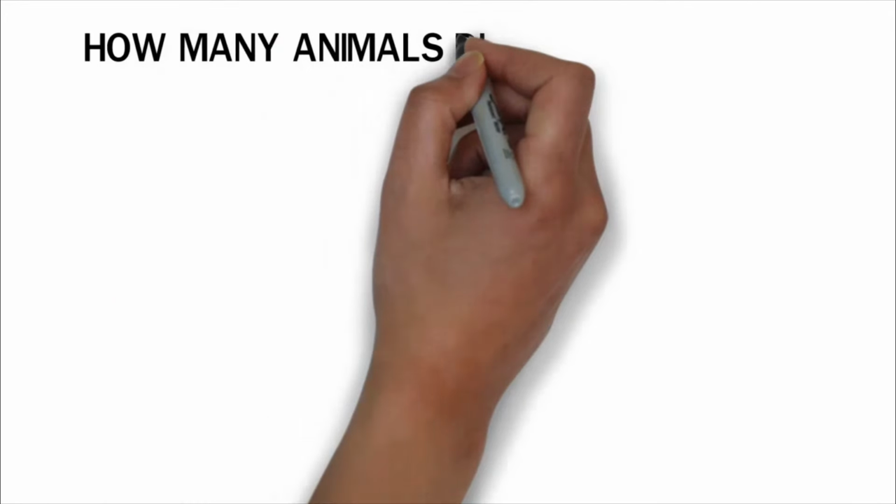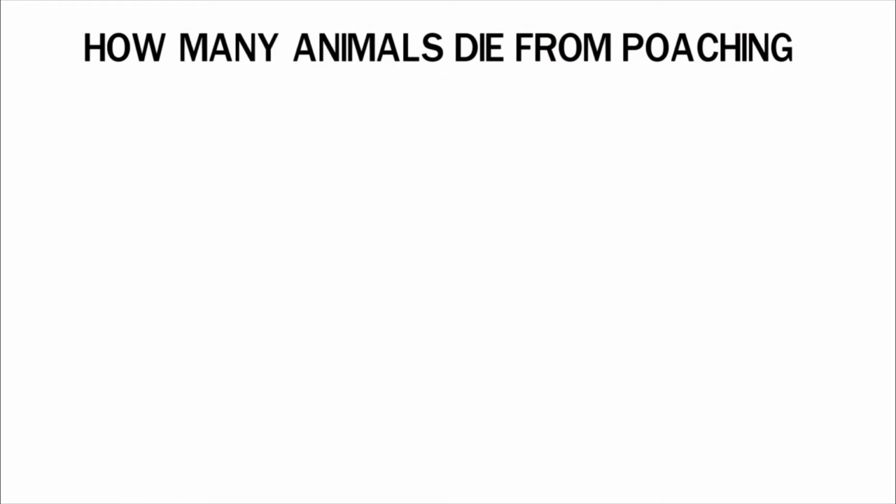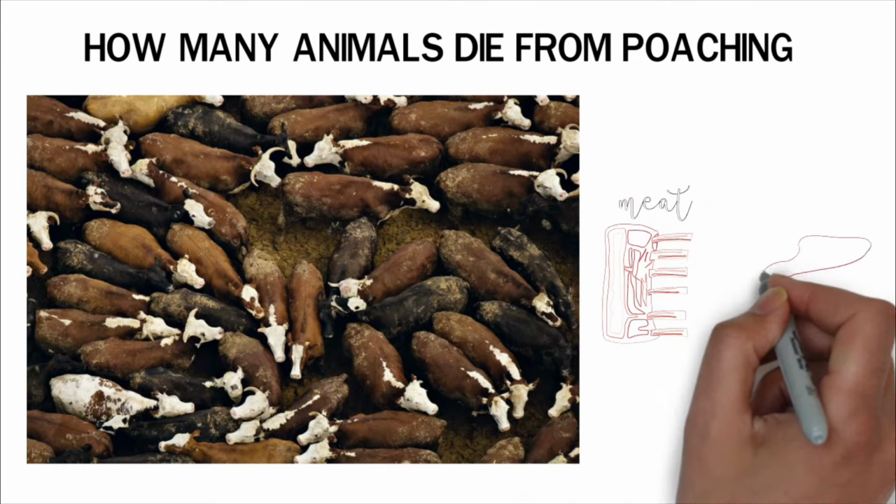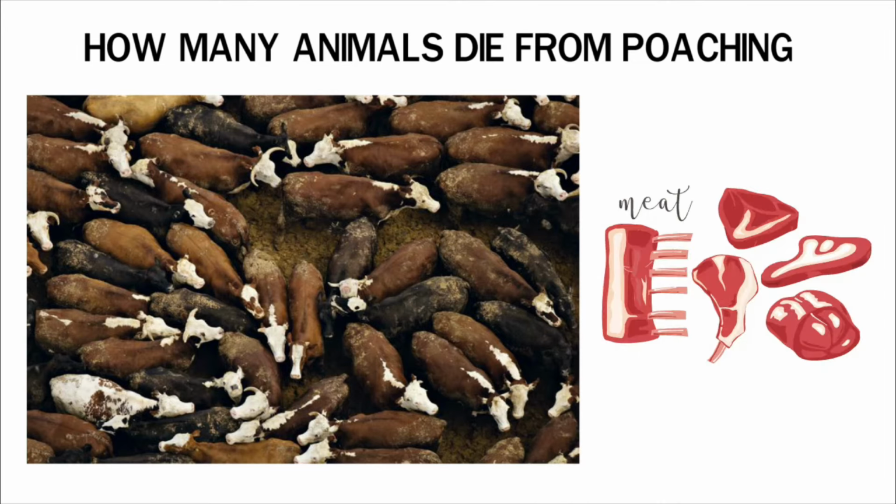How many animals die from poaching? There are a lot of animals that are killed by poachers every year. Poaching is still common in most parts of the world. In Africa and Asia, a lot of animals are killed for their meat and other parts.